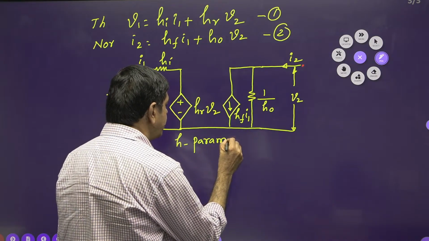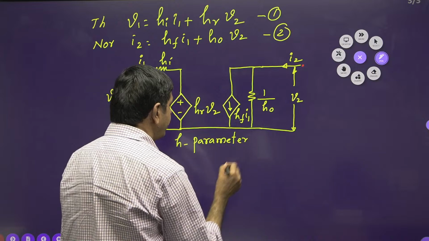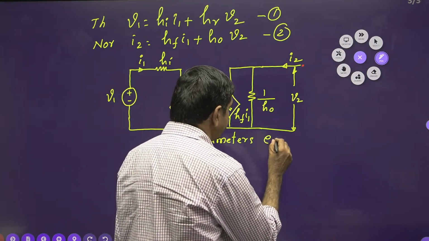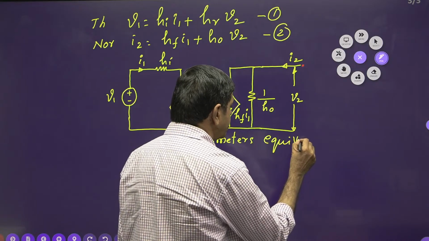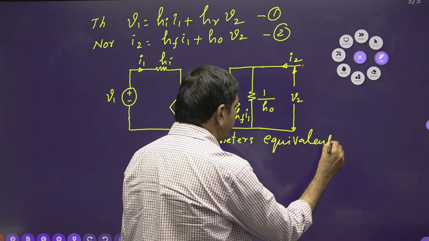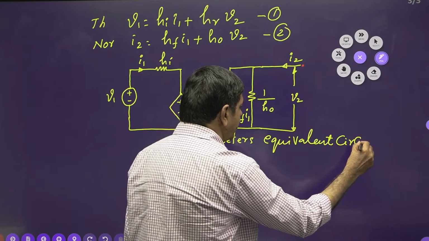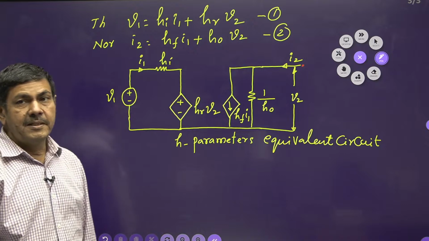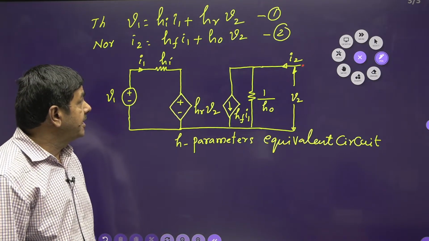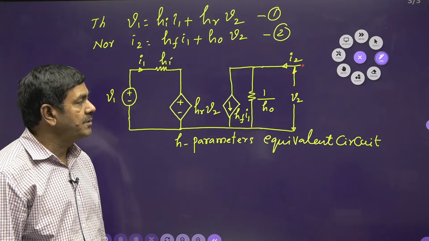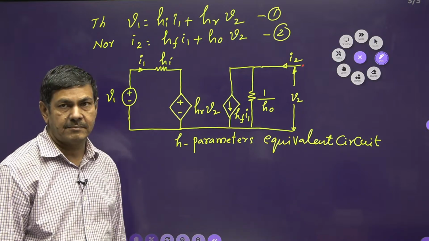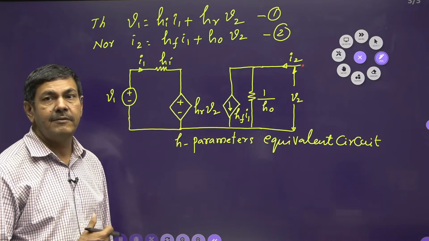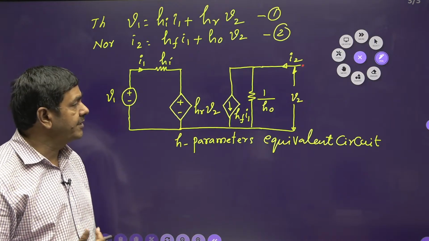H parameters equivalent circuit. But in the problem, we will give the HI value, HR value, HF, H naught. By using these parameters, we need to calculate different gains.